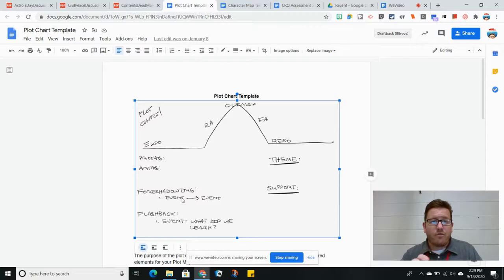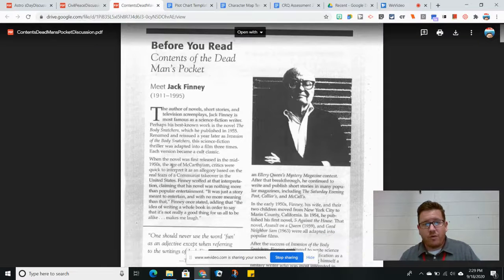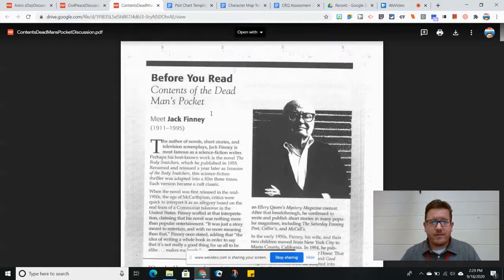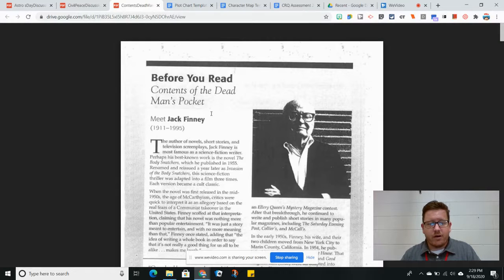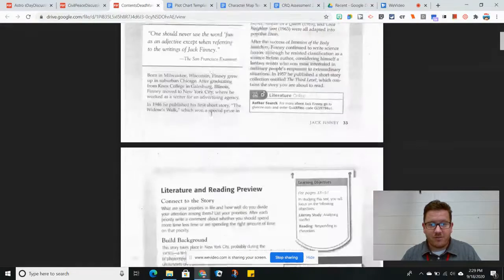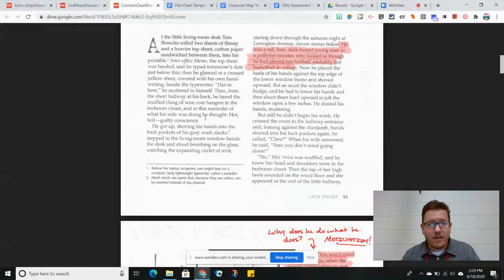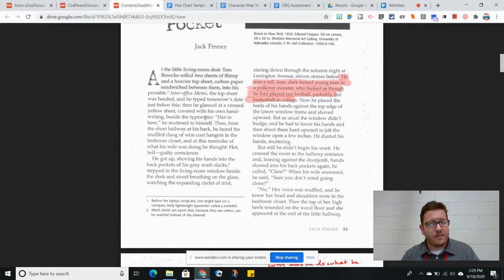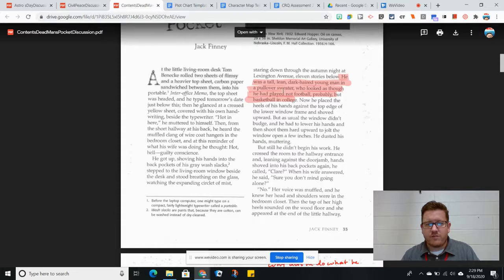So this is going to be especially true for Contents of the Dead Man's Pocket. Right off the bat, look at that title, Contents of the Dead Man's Pocket. The author there wants you to think that there's a dead man somewhere in this story. So you're going to meet Tom, and the whole time you're going to be thinking to yourself, man, did Tom die?